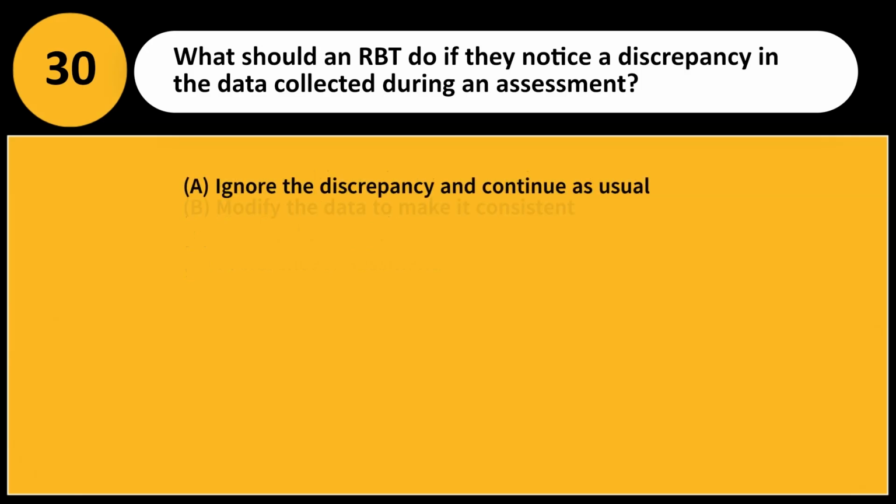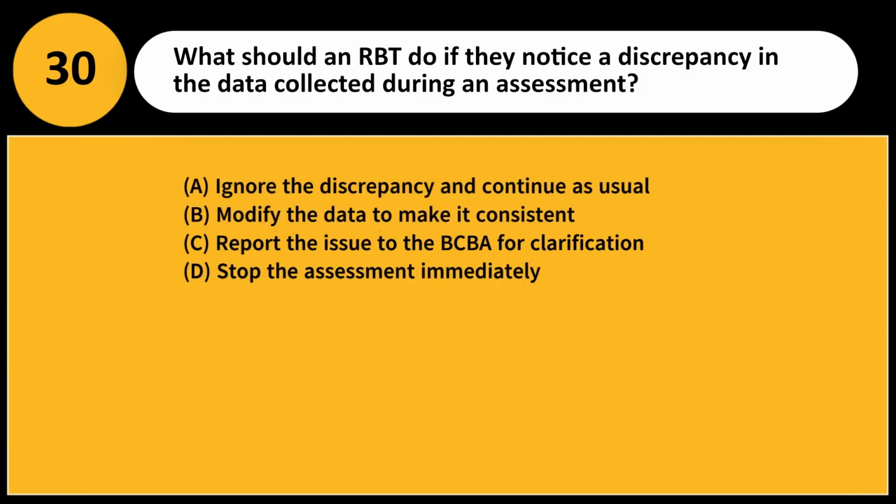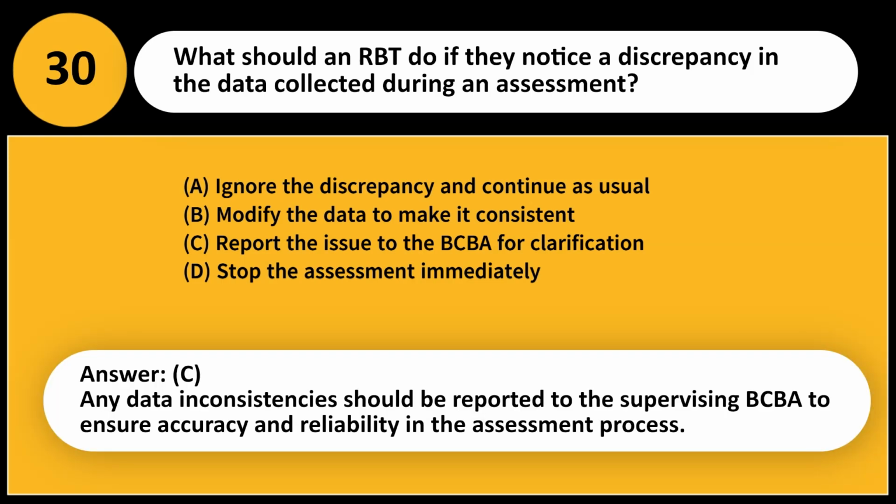What should an RBT do if they notice a discrepancy in the data collected during an assessment? A. Ignore the discrepancy and continue as usual. B. Modify the data to make it consistent. C. Report the issue to the BCBA for clarification. D. Stop the assessment immediately. Answer: C. Any data inconsistencies should be reported to the supervising BCBA to ensure accuracy and reliability in the assessment process.